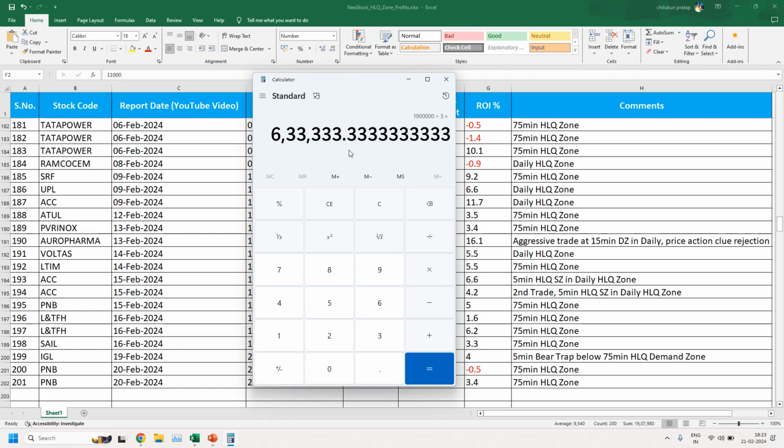But the calculation is that at a time you will be taking only a single trade. In that single trade, if you have enough money, if you have 4 lakhs, probably you will be buying 2 lots of one future.